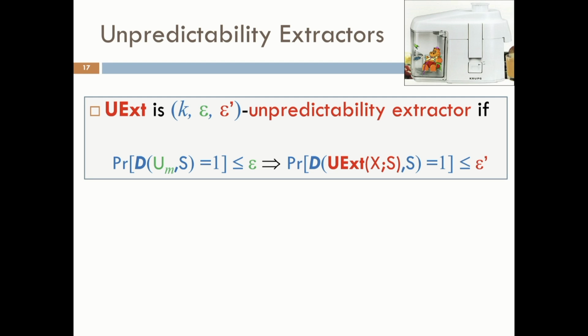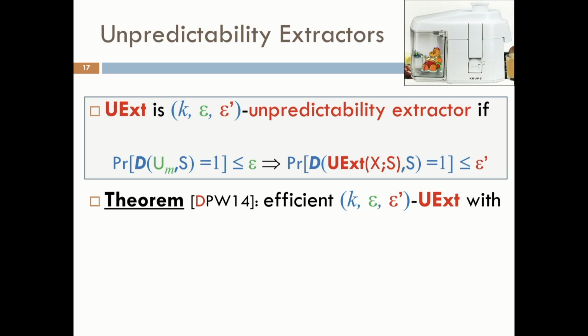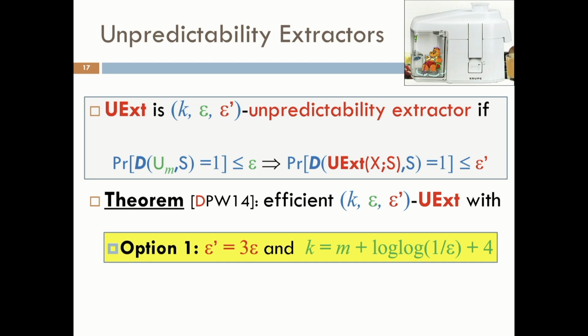So rather than insisting on this additive distance, from epsilon to epsilon plus delta, I'm just making it two parameters, epsilon and epsilon prime. And this is a theorem that we proved in Eurocrypt 14 in this paper with Daniel and Krzysztof. There are several parameters. This is the interesting one.